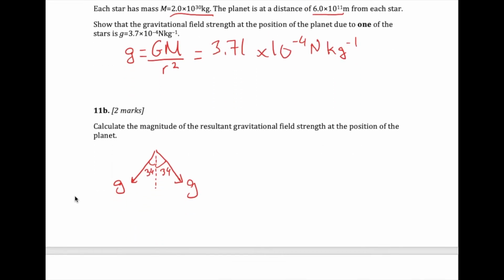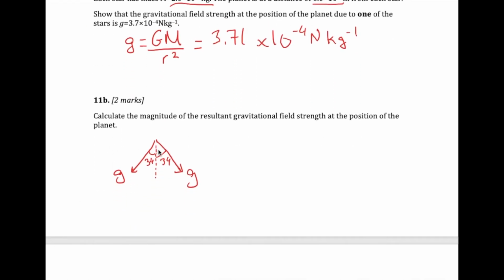Then in part B, we're asked to find the resultant. I copied a quick sketch of the same diagram here. We now know the value for each of these g's. We know they're equal because the masses of the stars are equal and the same distance from the planet. To find the resultant of two vectors, we're going to use our good old knowledge of vector addition and components. Each of these vectors has, on paper, horizontal components, which will be equal and opposite, so these will cancel. And they have vertical components, which are equal and in the same direction.